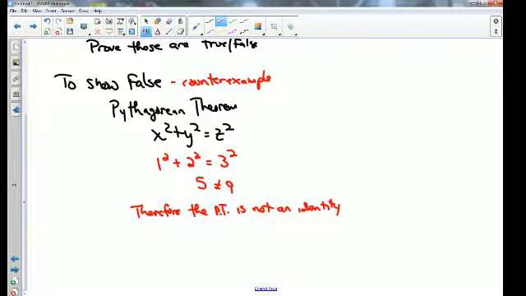So when you are asked to show this is not an identity with a counterexample, you have to put numbers in that show that it doesn't work. Proving an identity is false is really easy. You're just searching for numbers that don't work. We'll spend a majority of our time proving that statement right there.